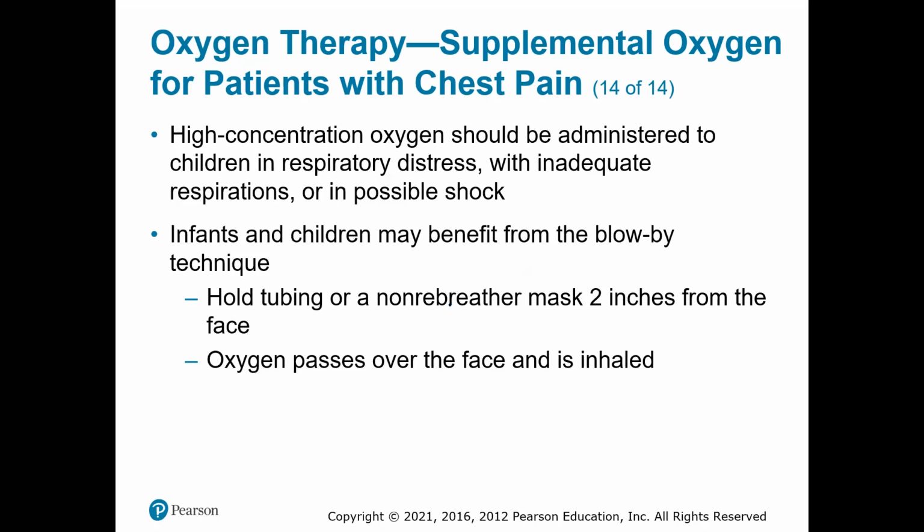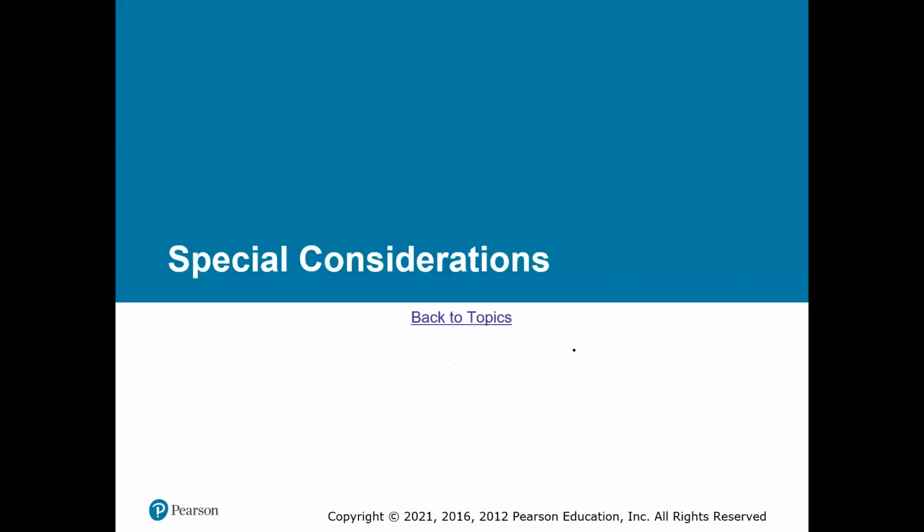High concentration of oxygen should be given to children in distress. If you can't get a mask on them because they're kids and they don't want a big mask on their face, you can do blow-by, which is holding the mask away from their face and allowing the oxygen to pass over the face in the air just right in front of them.